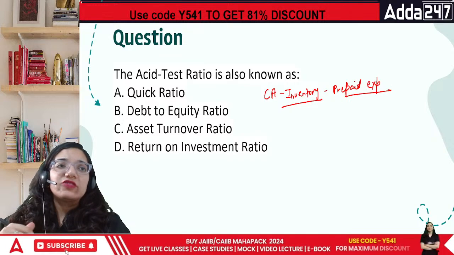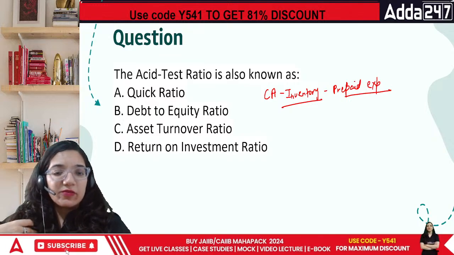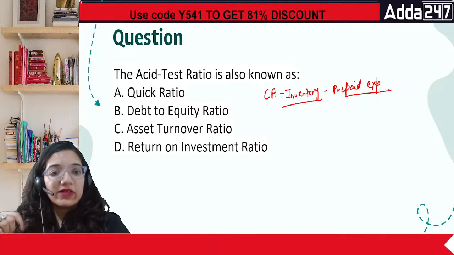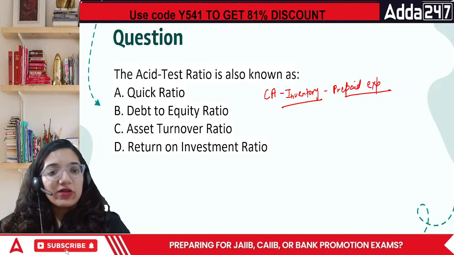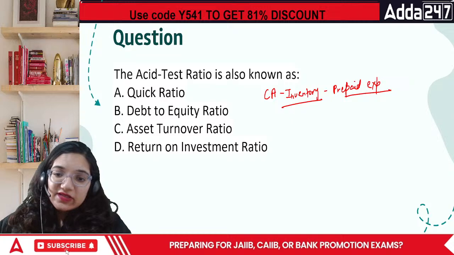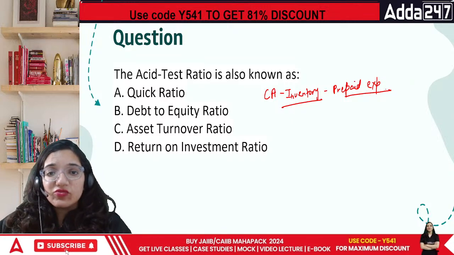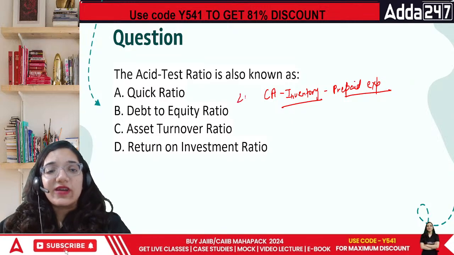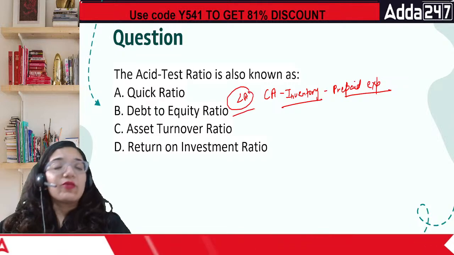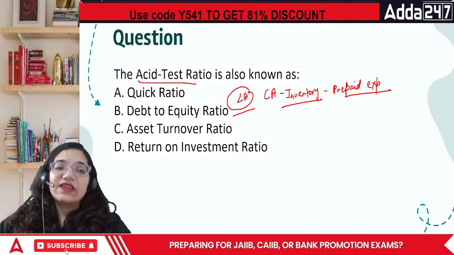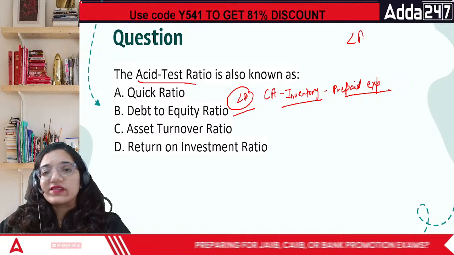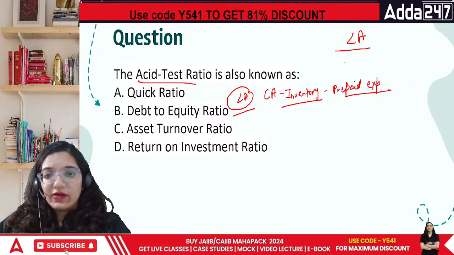The expenses which we have paid in advance. I cannot ask the person, sir, do you remember I had paid you in advance? Can you give me the money back? I'll give you on time now. It doesn't make sense. If you have paid, you have paid. So these two things are not included in liquid assets. You consider only liquid assets in the acid test ratio. What you do is liquid assets divided by current liabilities.